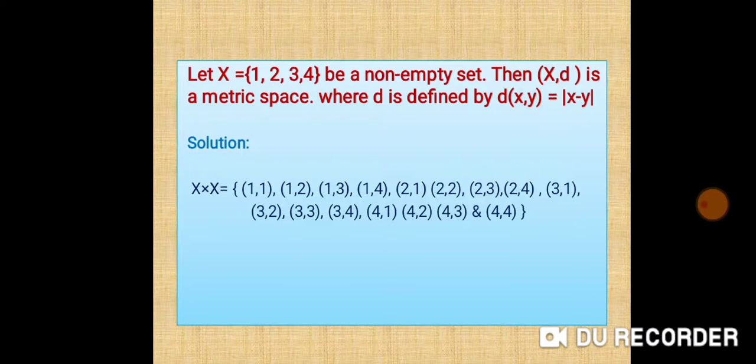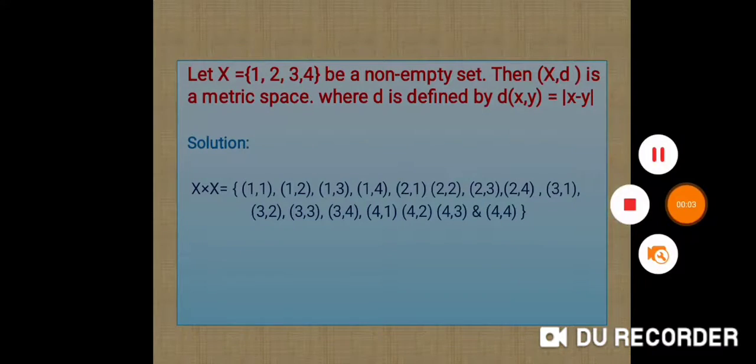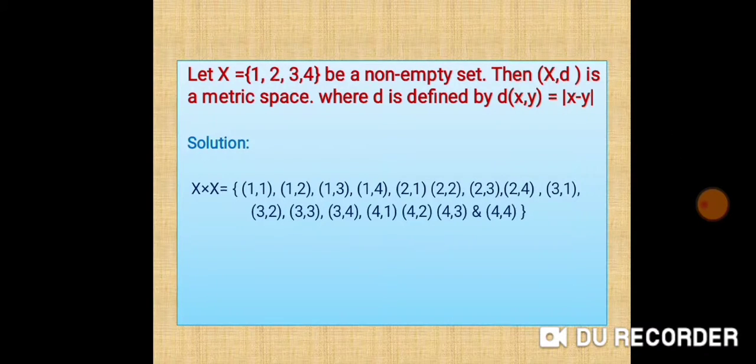First, to find X cross X. X cross X is the set of ordered pairs of the elements of X. We get (1,1), (1,2), (1,3), (1,4), (2,1), (2,2), (2,3), (2,4), (3,1), (3,2), (3,3), (3,4), (4,1), (4,2), (4,3) and (4,4).